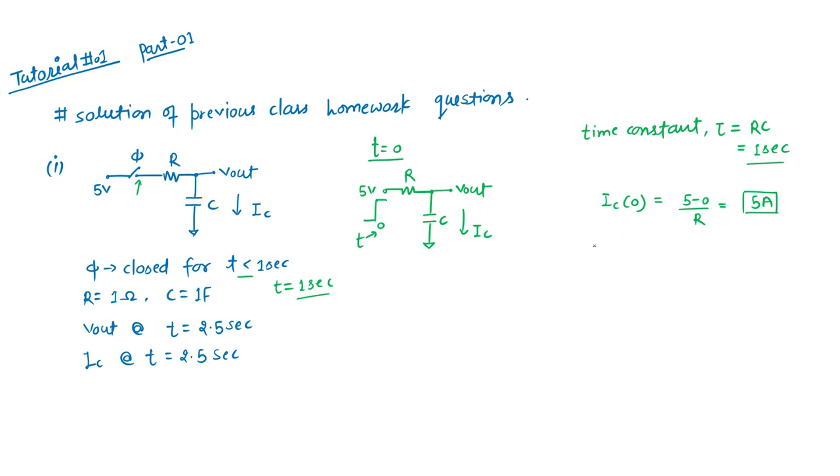So we also know the initial slope. The slope at t equal to 0 positive is equal to what? Simple, this current divided by the capacitor value. The capacitor value is also 1 farad. So it is 5 ampere per farad. This is the slope. Okay, the initial slope.